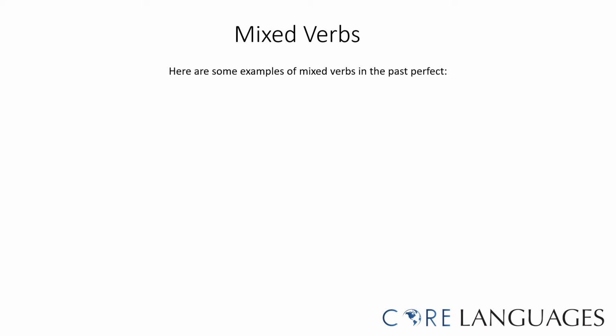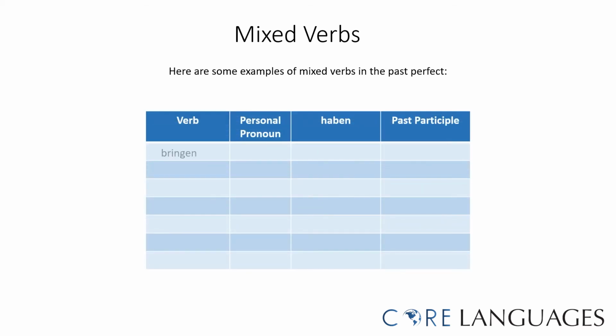Here are some examples of mixed verbs in the past perfect, and notice that they form their past participle with ge, a stem change, and then the ending t. Bringen, to bring. Ich hatte gebracht. I had brought. Kennen, to know. Du hattest gekannt. You had known. Brennen, to burn. Es hatte gebrannt. It had burned.